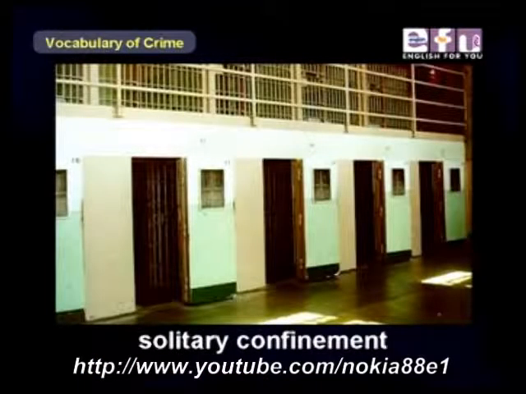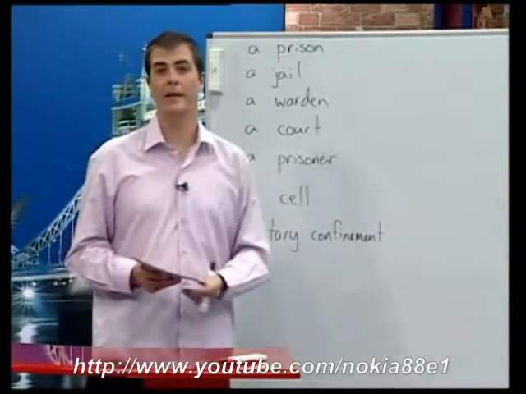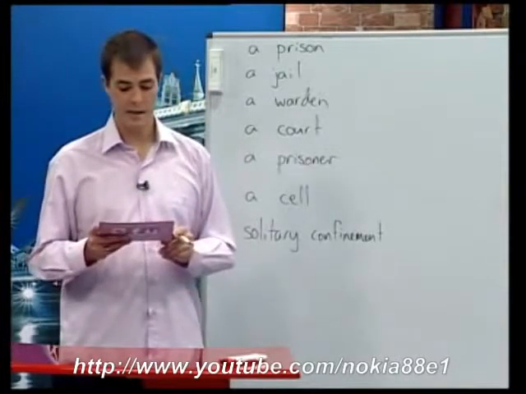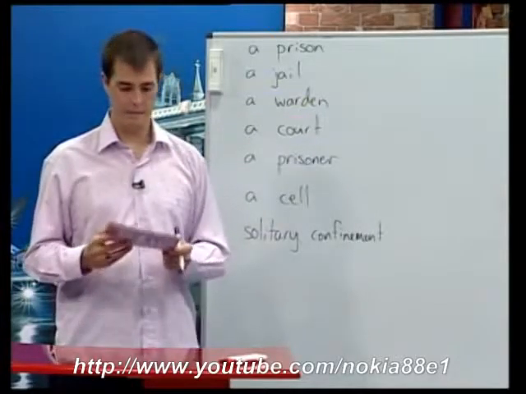Next we have solitary confinement. Solitary confinement. It's an additional punishment for a prisoner. This means that the prisoner is kept alone and is not allowed to see anyone.